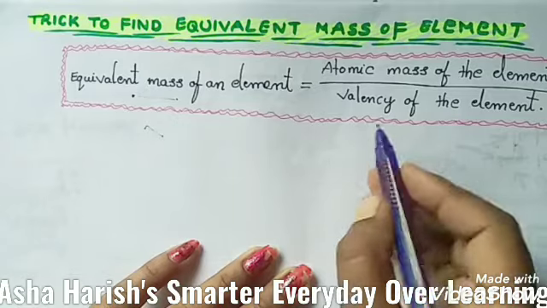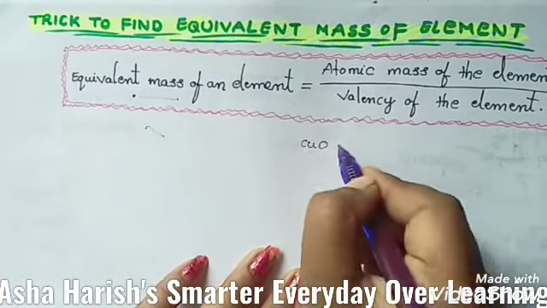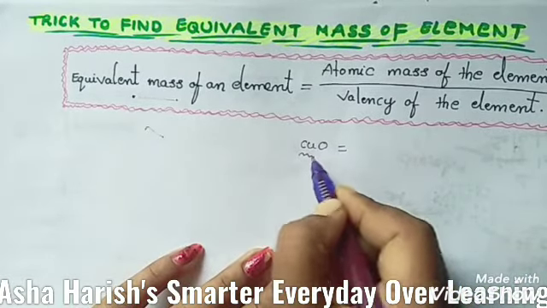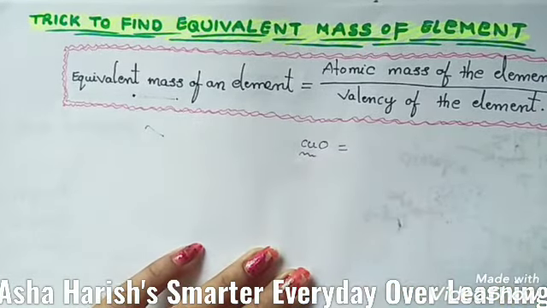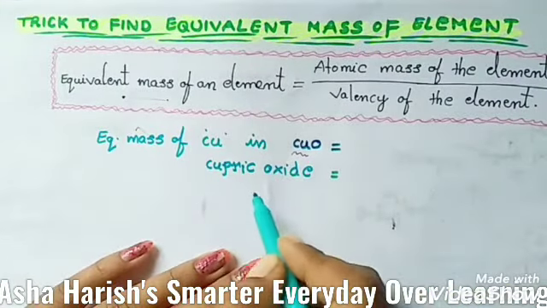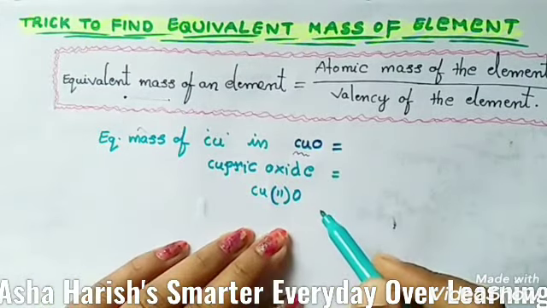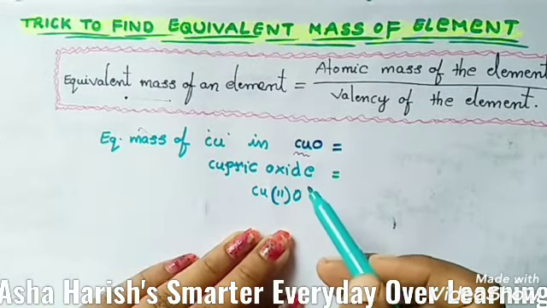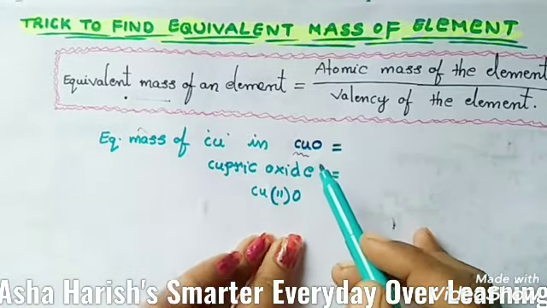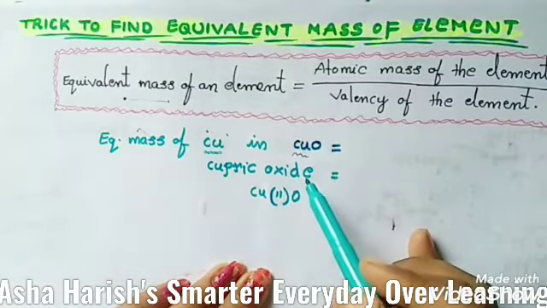Suppose you take the example of CuO. What is the equivalent mass of copper in CuO? That is the question. CuO means cupric oxide, also called copper 2 oxide. Nothing but CuO, cupric oxide. We have to find the equivalent mass of this copper element in the compound cupric oxide.